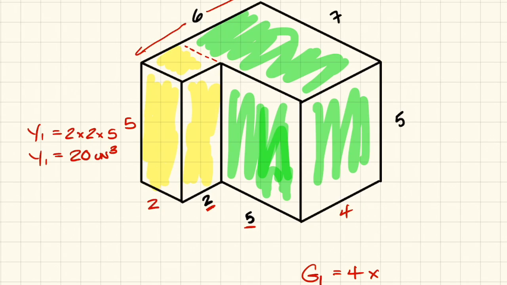So that's my width here. My length is still 7. Didn't change on that one. Length is 7, and my height is still 5. Okay? So then I can say 7 times 5 is 35, times 4 would be 140. So 140 units cubed. And again, same story, I have to add the two together. So 140 and 20 is going to give me 160 units cubed.